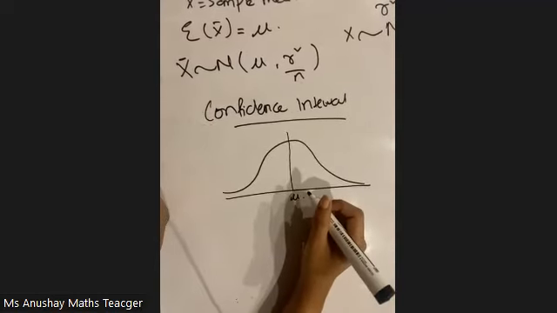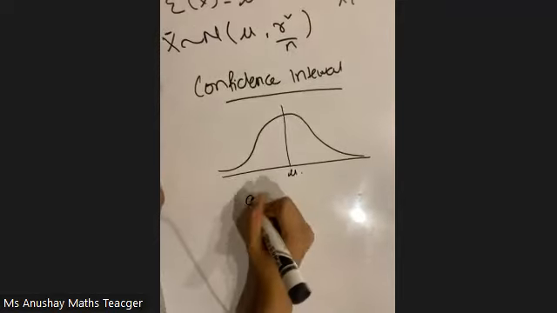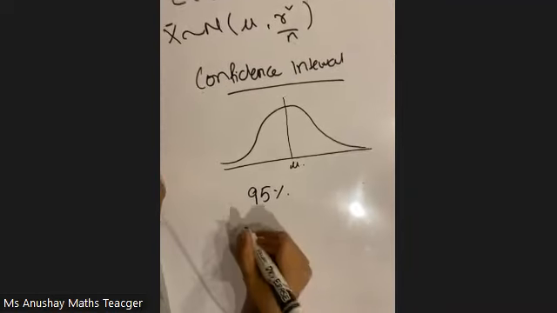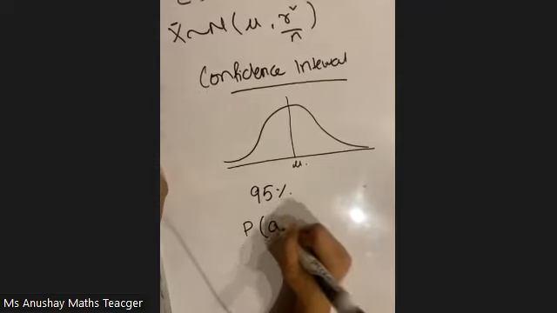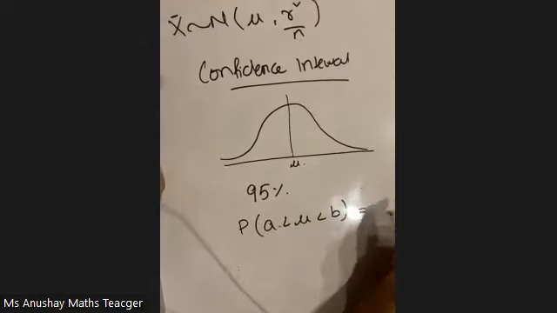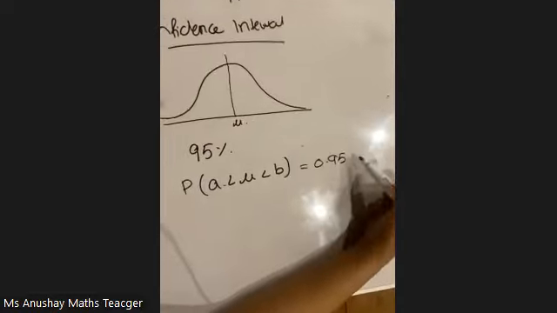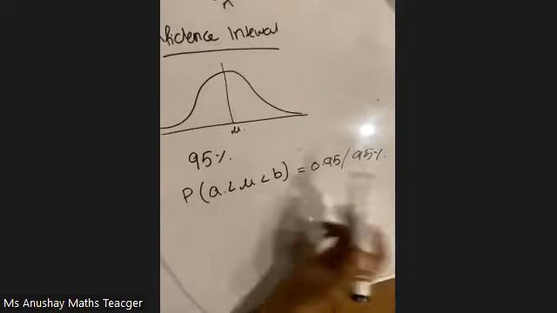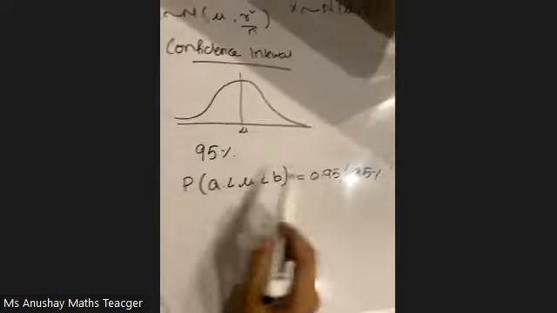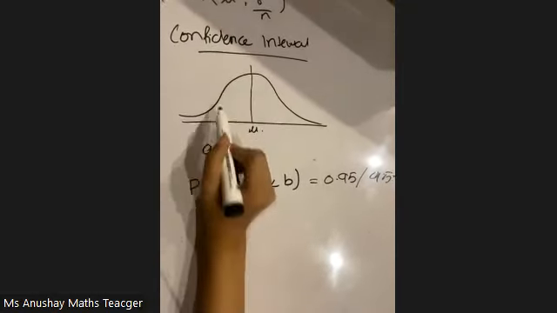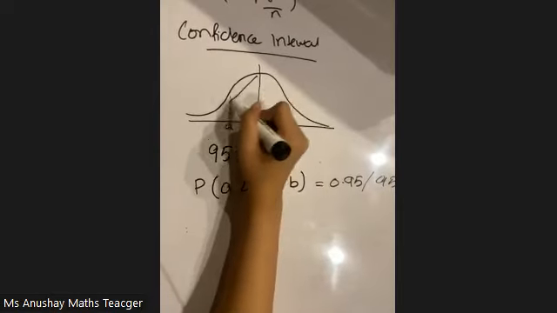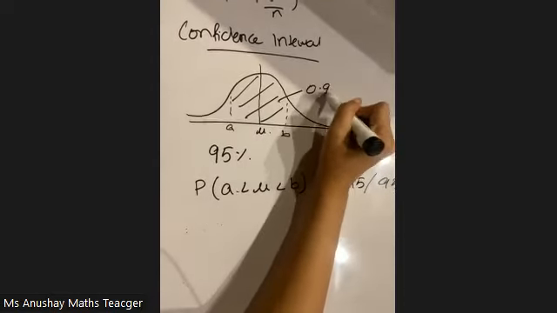So what the confidence interval says is, for example, I say that there is a 95% confidence interval, that the probability that mu lies between A and B is 0.95, or 95%. So how you read this statement is, there is a 95% chance that mu lies between A and B. A can be anywhere and B can be anywhere. For example, A is here and B is here. So I'm saying this region is 0.95.